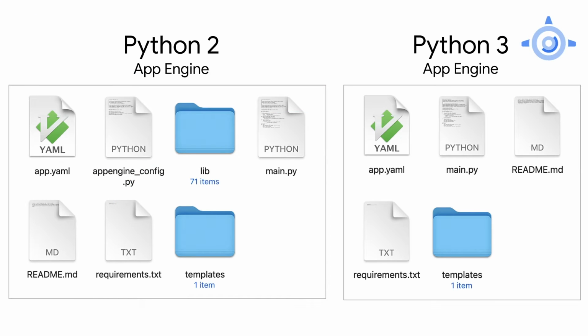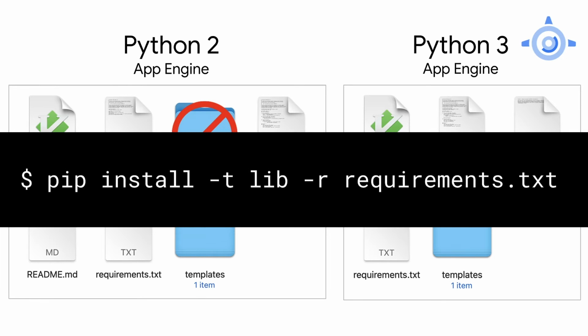Okay, we'll start with the code first, then talk about setting up a Memorystore instance plus a VPC connector. If you have a lib folder, delete it. Python 2 users need to explicitly bundle third-party libraries, and that's what the lib folder is for. So run this pip install command to create or recreate it. This is done for Python 3 users during the build, so you don't have to worry about it.